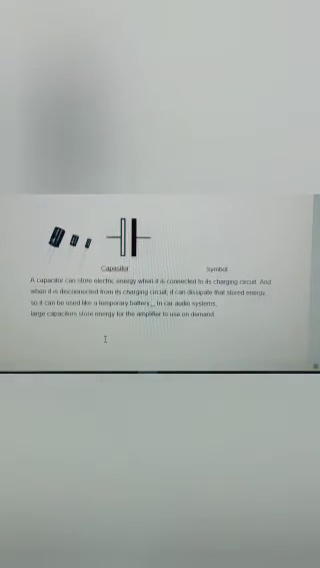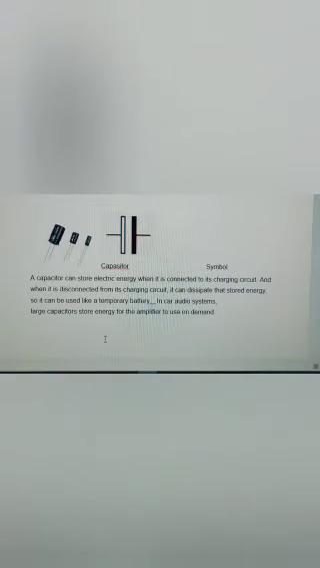Next is a capacitor and the symbol. A capacitor can store electric energy when it's connected to a charging circuit, and it can dissipate that stored energy, so it can be used like a temporary battery in a car audio system. A large capacitor stores energy for the amplifier to use on demand.